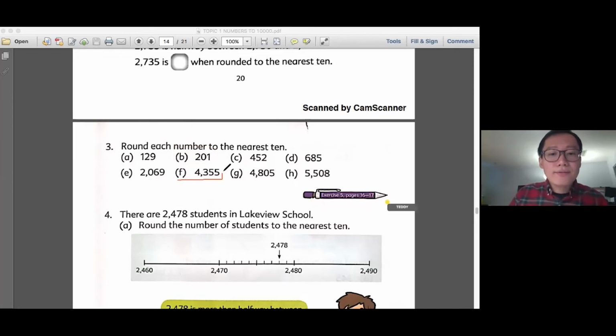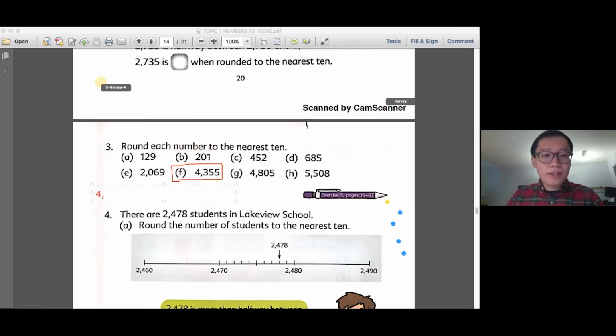Okay, let's do this one. Part F, 4,355. That's a number in the thousands place. Still, we want to round to the tens place. Can anyone tell me what digit is in the tens place?